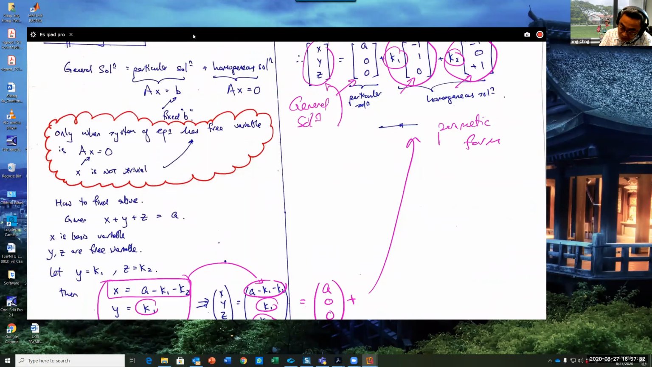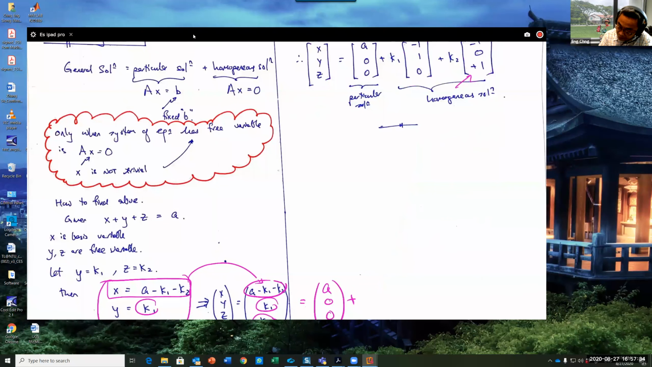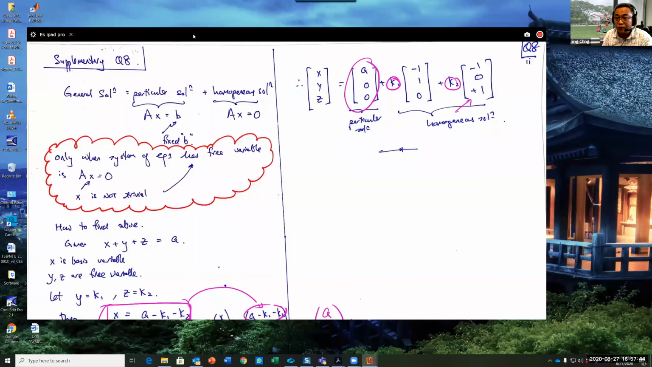You can then ask, what happens if I set these to 0 and 0? This is one of the solutions of x, y, z. What about if I set k to be 1? Then you get another solution, but the answer still remains the same, and so on and so forth.